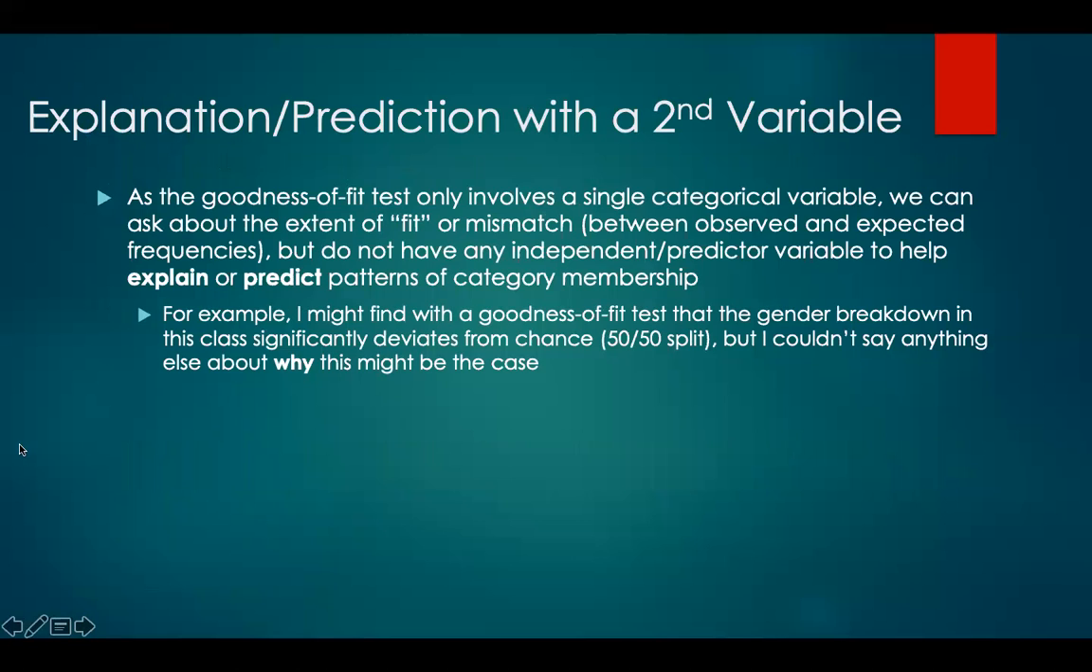As the goodness of fit test only involves a single categorical variable, we can ask about the extent of fit or mismatch between observed and expected frequencies, but do not have any independent predictor variable to help explain or predict patterns of category membership. For example, I might find with a goodness of fit test that the gender breakdown in this class significantly deviates from chance, or a 50-50 split, but I couldn't say anything about why this might be.